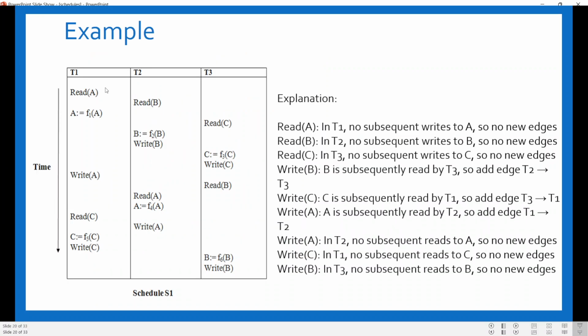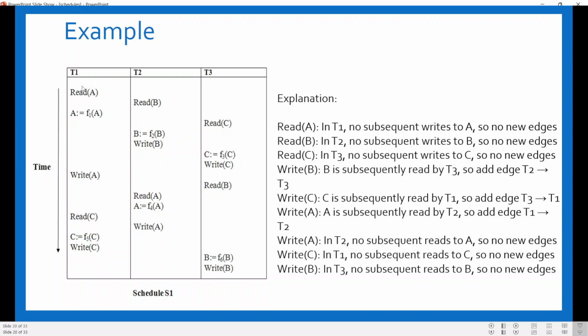So let us see this example here. In this particular schedule S1, we have three transactions T1, T2, T3. What does it mean? There are three transactions present in this schedule, so we will have three vertices in this graph. We will be forming one vertex each for T1, T2 and T3.